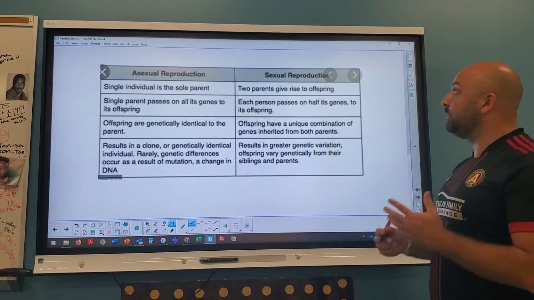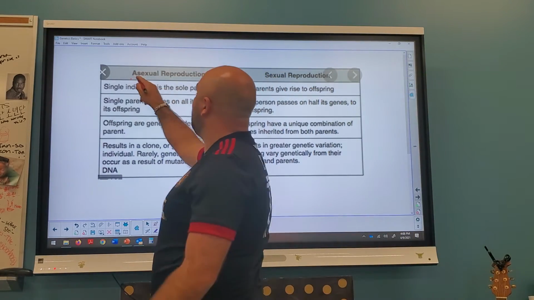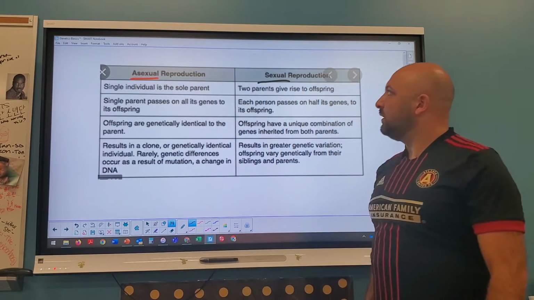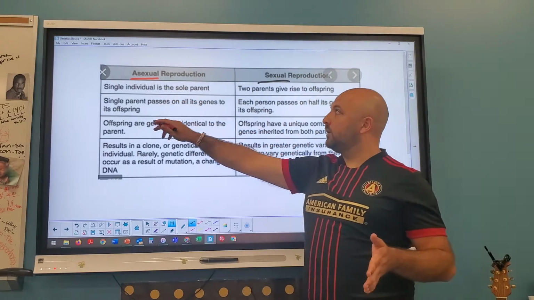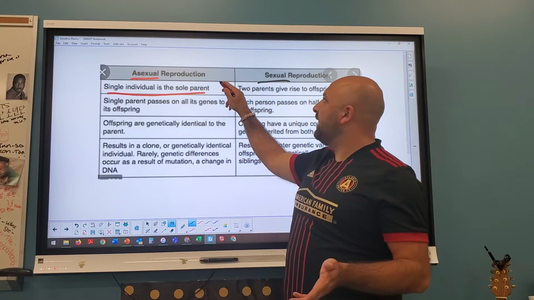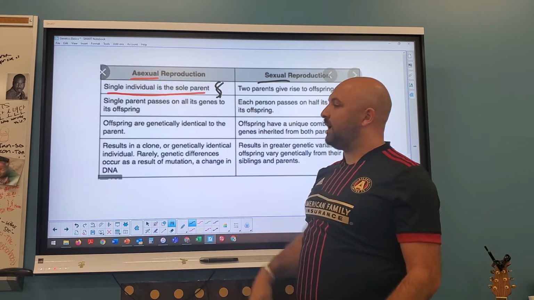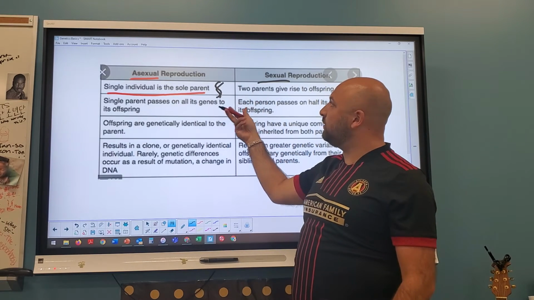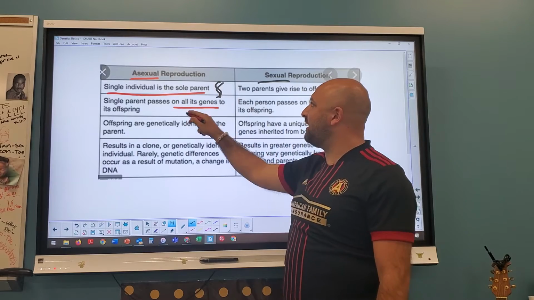So let's talk about reproductive strategies. You have 2 types, asexual and sexual. In asexual reproduction, there is a single individual who is the parent, and that one person has but one set of DNA. So therefore, every single offspring will have the exact same DNA.